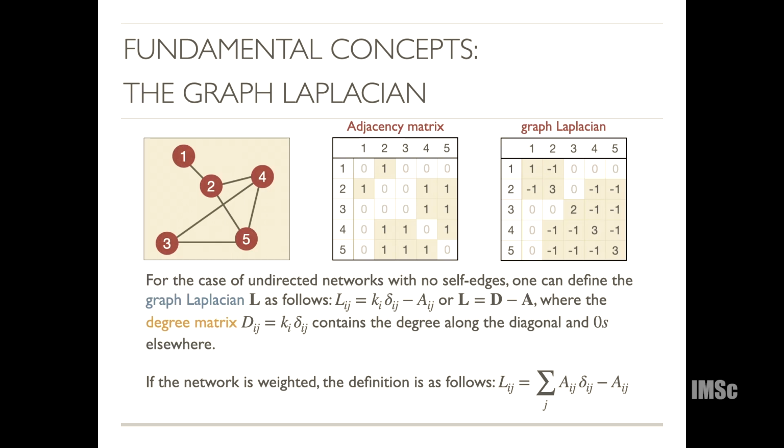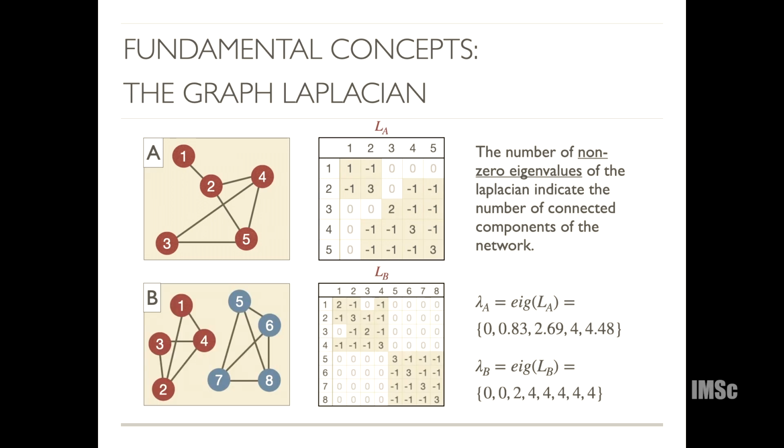Incidentally, you can also do this for weighted networks. You could use this definition, but maybe that's not so important for now. The point is, one can write down the graph Laplacian for any given adjacency matrix, so it's very trivial to do. So now what do you do? We find the eigenvalues of a matrix. How many of you are familiar with finding eigenvalues? Okay, good, everyone, great.